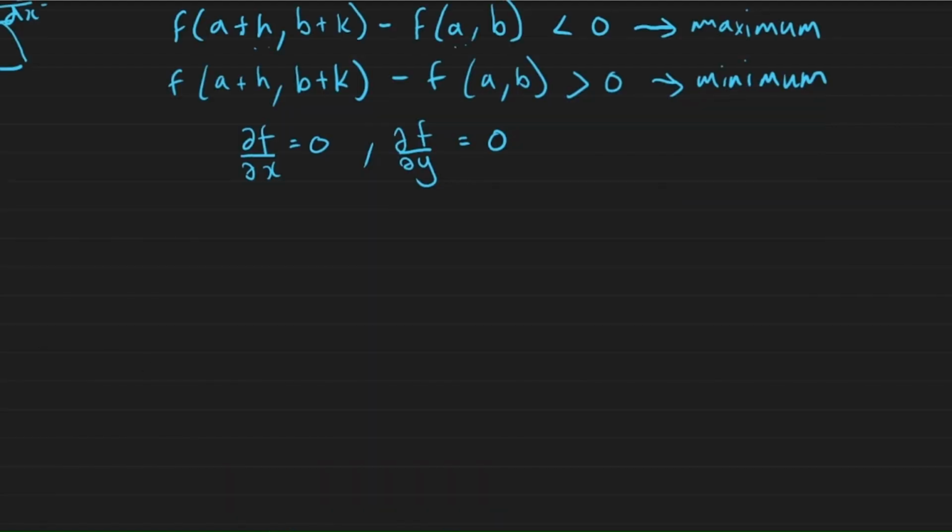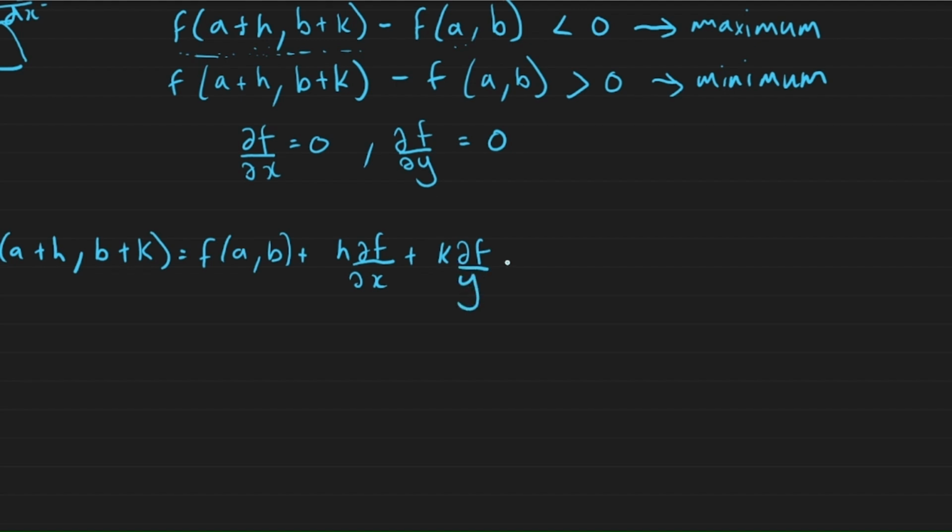The way we'll go about doing it is writing the Taylor series for a point that's nearby the maximum or the minimum. In other words, writing the Taylor series for point Q. So it's f(a+h, b+k), and this is equal to the function value at the maximum or the minimum, that's at point P, so it would be f(a,b), plus h times ∂f/∂x plus k times ∂f/∂y. If you need to revise the Taylor series, it's done in a previous video. You're more than welcome to go and have a look at it.